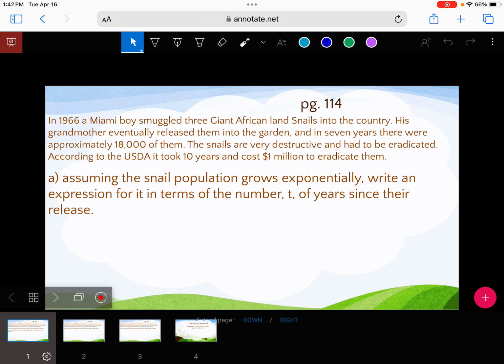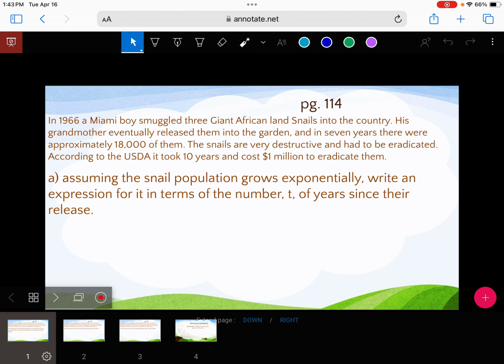Who does that? But this is a for real situation. You can look up news stories about it. This really happened. There was a little kid who really likes giant African land snails, and he snuck 3 of them into the country. They traveled to Africa, and he brought home snails, as you do. It was the 60s, you know. They didn't pay attention. And his grandma got tired of caring for him and released him out into the garden.